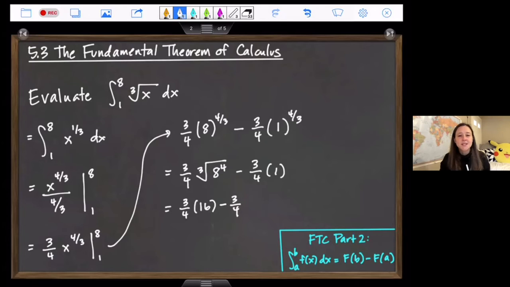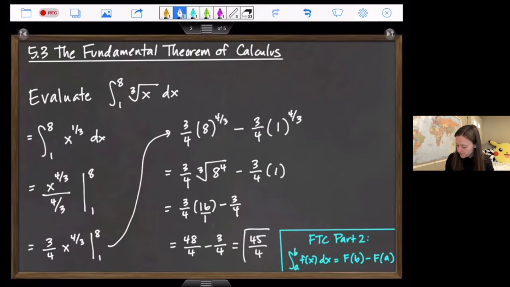Normally I would reduce that 16 with the 4 in the denominator, but I've already got this nice common denominator situation going on. So I'm just going to treat that 16 as 16 over 1. And 3 times 16 is 48. So I've got 48 over 4 minus 3 over 4. So I can just subtract numerators. And I'm going to get 45 over 4.